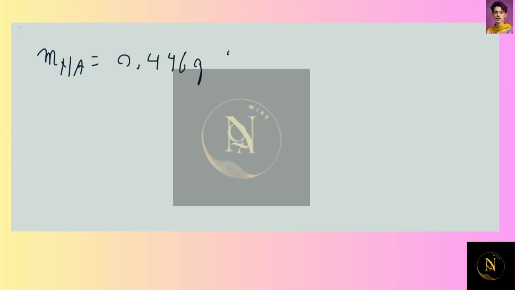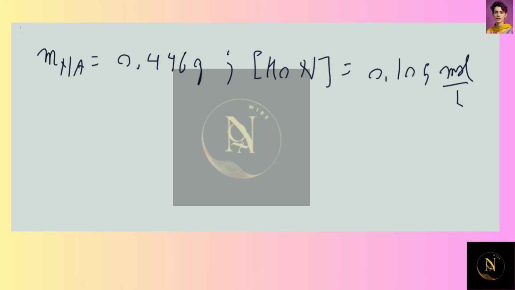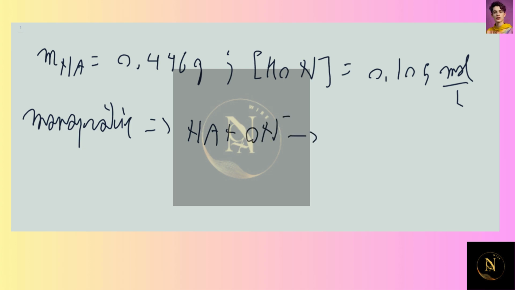Okay, so the mass of our acid, according to the exercise, is 0.446 grams. We also have a concentration for KOH of around 0.105 mole per liter. Finally, the acid is monoprotic. Monoprotic simply means that it will give one proton. So the equation is like this: HA will react with OH minus to give us a weak base, A minus, plus water. So that's in the given.